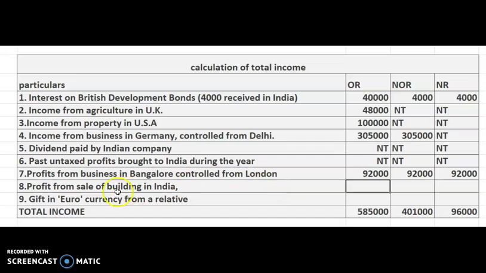It is profit from sale of building in India. Again, it is profit from sale of building in India. Indian income is definitely taxable for all the SSCs. So where it is received, no information is there. We'll assume that it is received in India itself. We'll put the amount in all the three columns. So we have to write it in all the three columns, 60,000 each.